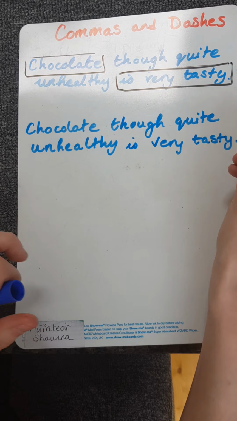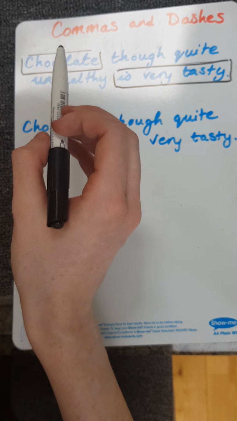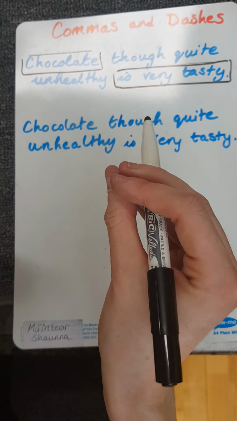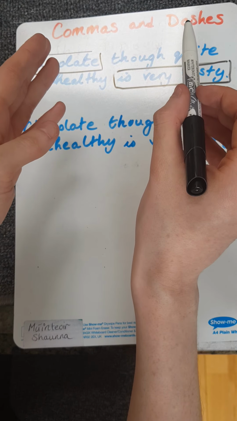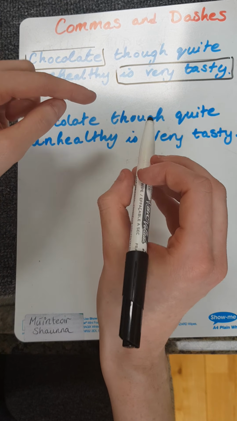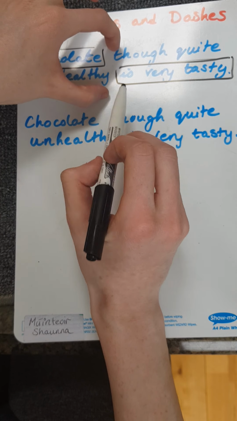tasty. Okay? I have said that chocolate is what I am referring to. I've said the main piece of information is very tasty. So I have to put the extra information into either commas or dashes. And the way I do that is I find the start of the extra information and the end. So the start of it was though, and the end of it was unhealthy.